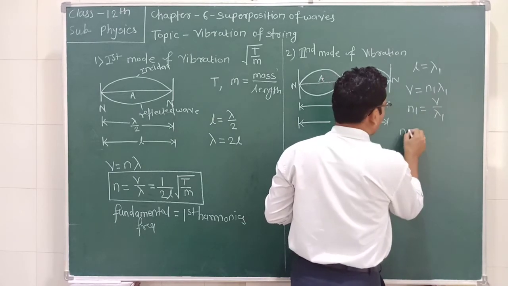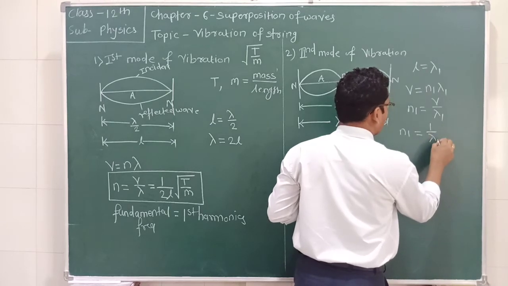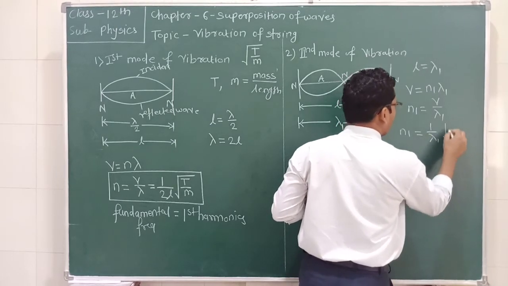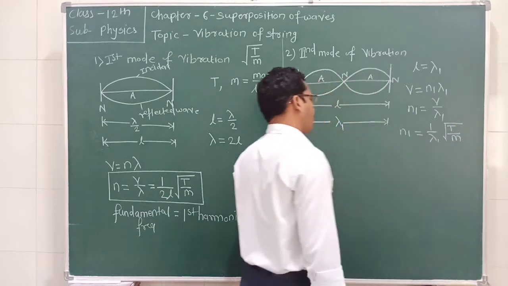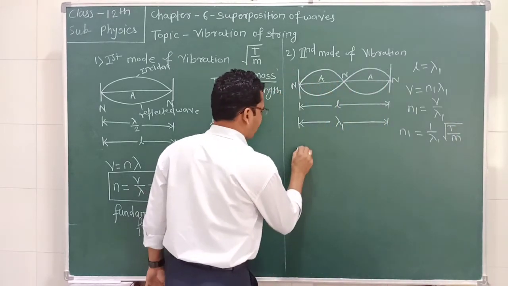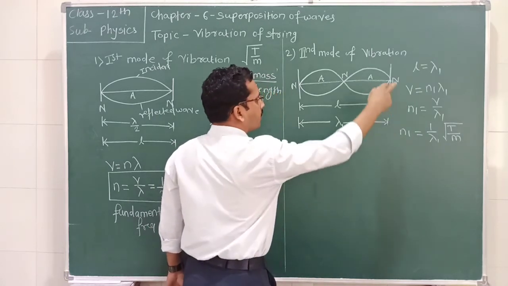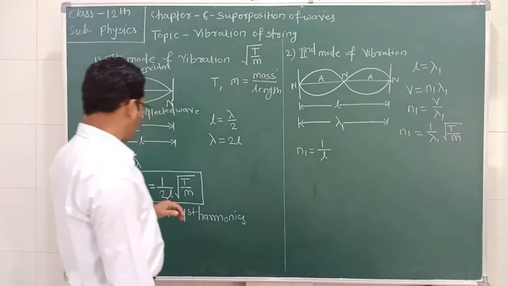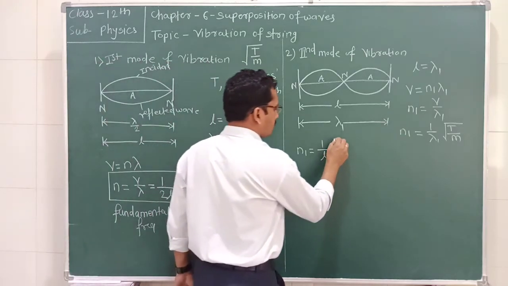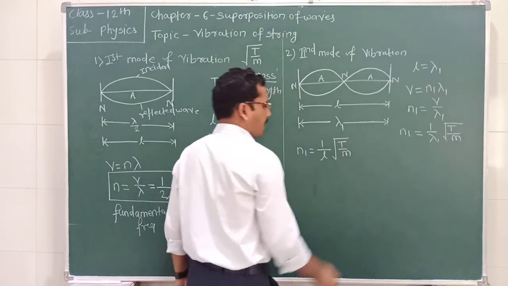Therefore n1 is equal to 1 by lambda 1, and what is V? V is equal to under root T by m. Okay, therefore this n1 is equal to 1 by lambda 1, and what is lambda 1? Lambda 1 is equal to L, and what is this? It is under root T by m.